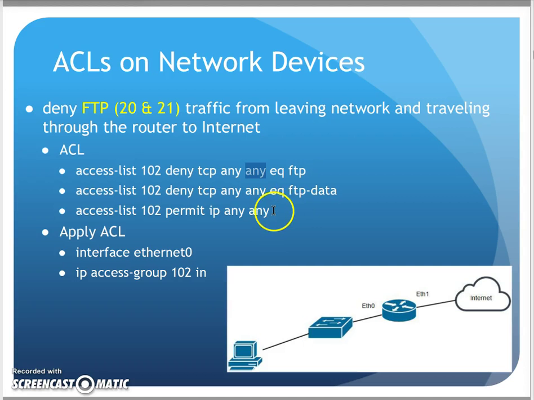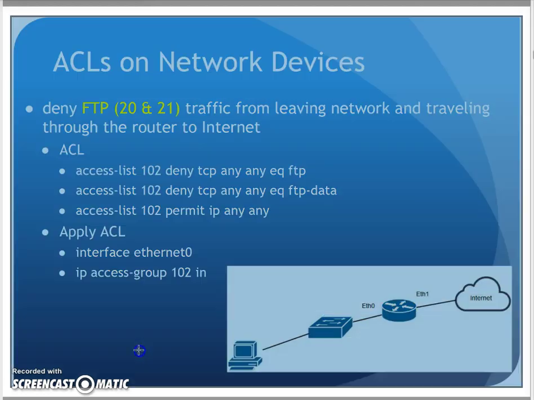And then reminder at the bottom, permit IP any any. Again, I might further limit other traffic, but this will permit any other traffic through. In this case, interface Ethernet 0, this guy right here. And I'm going to apply that IP access group 102 coming in. So in this case, there's traffic coming this way into the Ethernet 0 interface. Okay, that would deny my FTP.